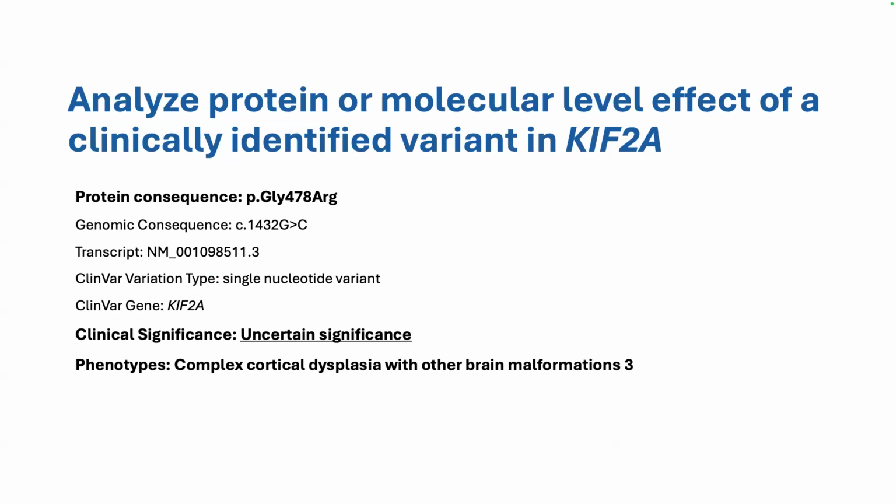A little spoiler, we will also see that this particular variant is annotated on a non-canonical transcript, and we will see how you can use the Genomics2Proteins Portal to analyze the protein effect of a non-canonical transcript variant by mapping it onto the canonical protein.